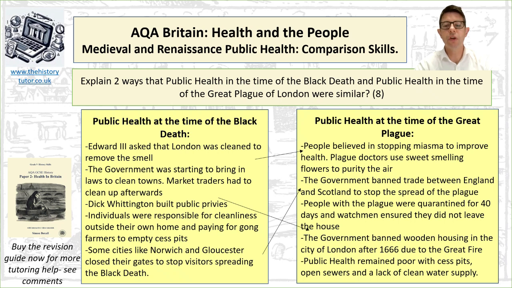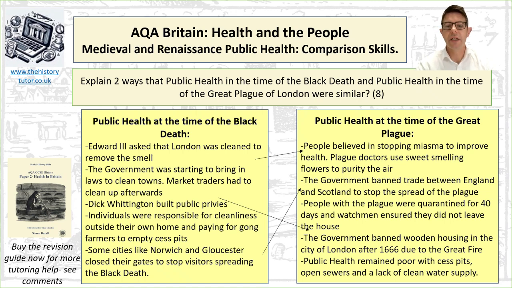And finally, we have stopping people moving around. Again, government action here, or local government action. So this belief in stopping people moving will stop the spread of disease, with the closing of cities in the Black Death and a banning of trade and banning of people moving around during the Great Plague. So we have a good range of ideas here.